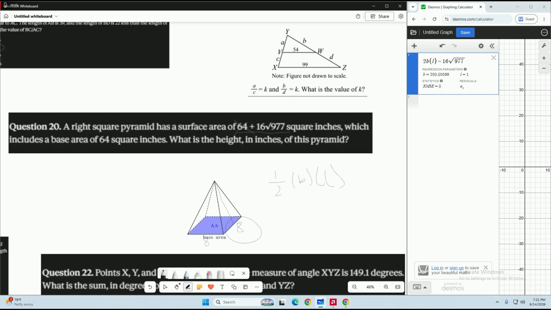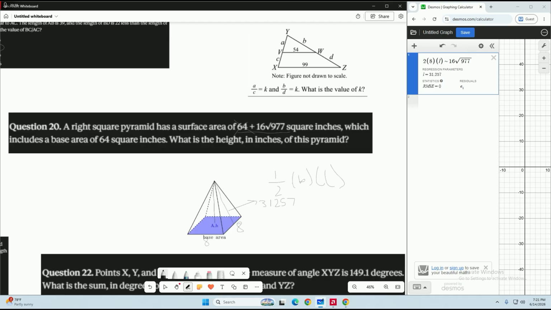Because this is the base, this is the slant height. So if I'm saying 2 times 8, I get the slant height as 31.257. Okay, so I know that the slant height right here is 31.257. Okay, now this question becomes really easy. We can solve for the height right here.